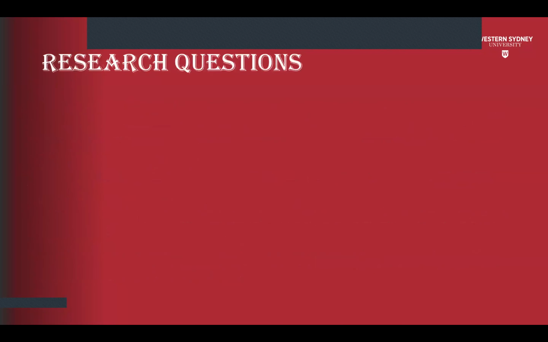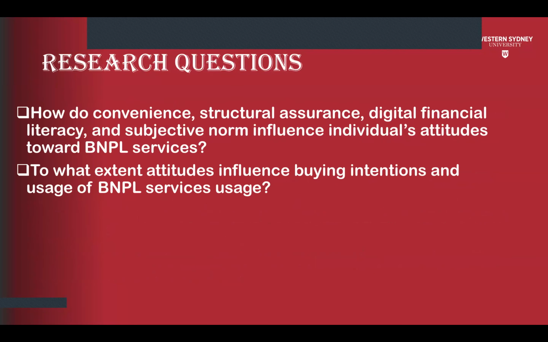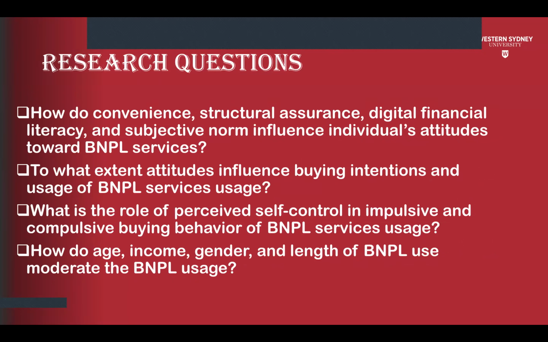Yeah. So I have four research questions on this. First, how do convenience, structural assurance, digital financial literacy, and subjective norm influence individuals' attitude toward BNPL services, and to what extent does this attitude influence buying intentions and actual usage? The third question is on the role of perceived control in impulsive and compulsive buying, and the moderators used to understand all these things are age, income, gender, and the length of BNPL usage. Next.